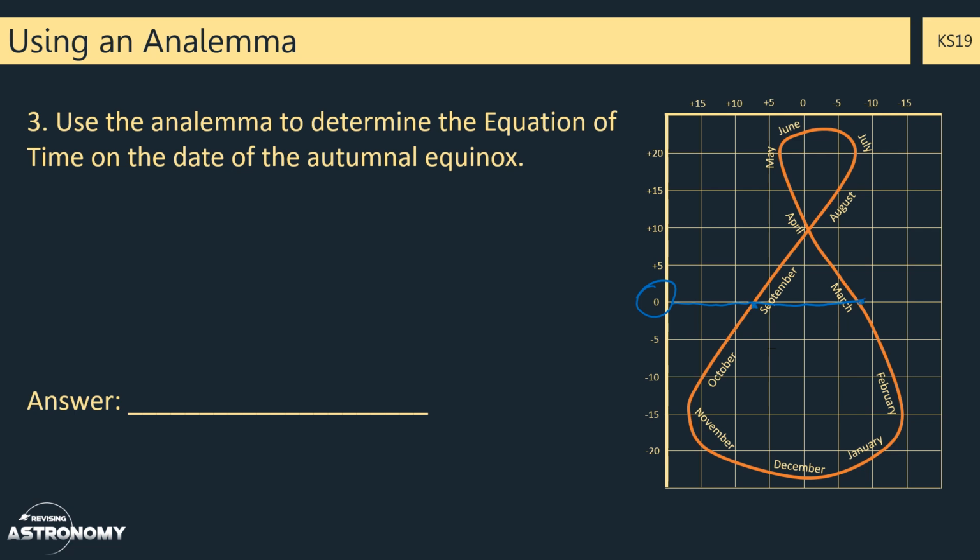So we want to identify which would be the autumnal equinox. Obviously here in September would be our autumnal equinox, and over here would be our spring equinox. So drawing our line vertically up until we hit the graph at the top, we can see that the equation of time would be approximately plus 7.